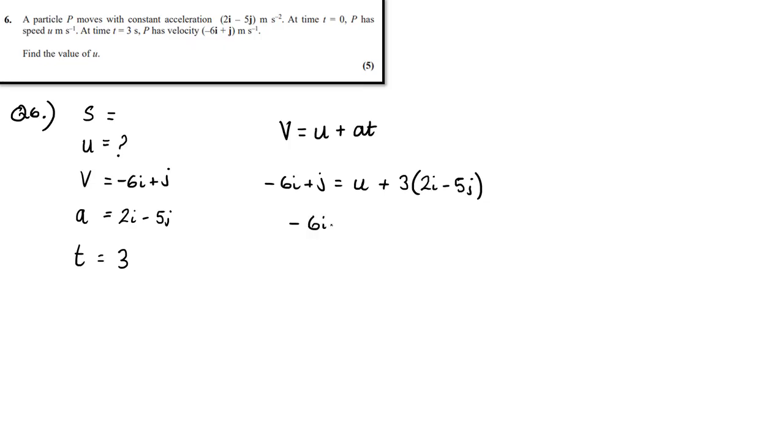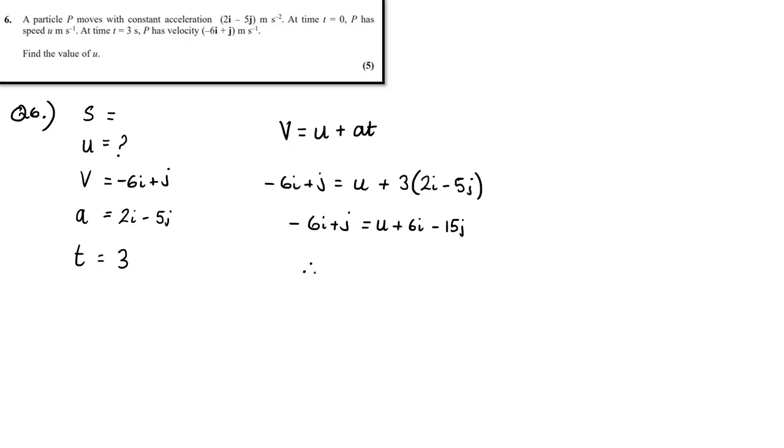So the left-hand side remains the same, minus 6i plus j, and that's going to be equal to u. So 3 times 2i gives me 6i, and 3 times minus 5j gives me minus 15j. And what I want now is just the value of u, so all I do is rearrange this equation, making u the subject.